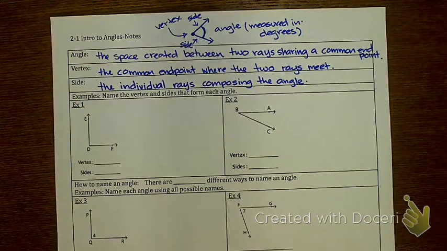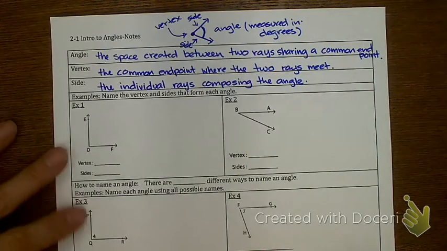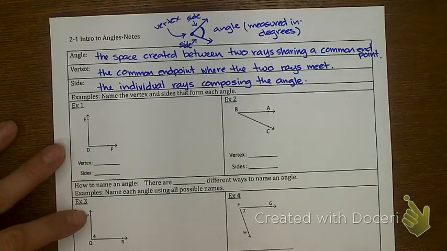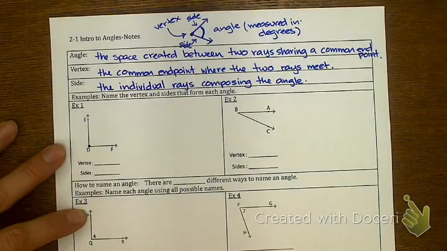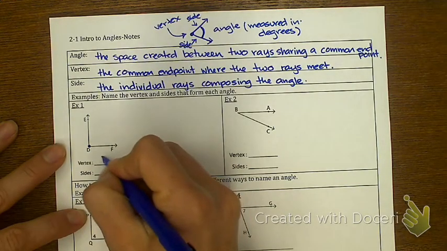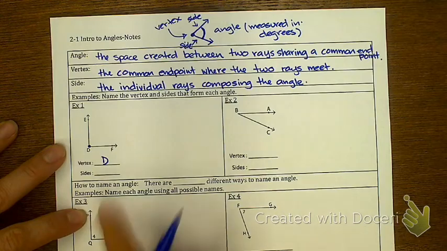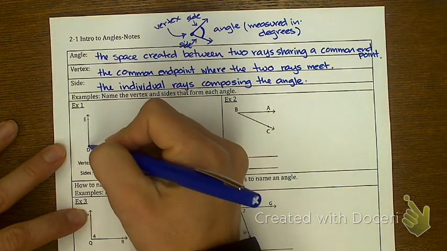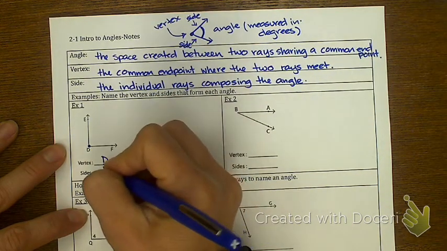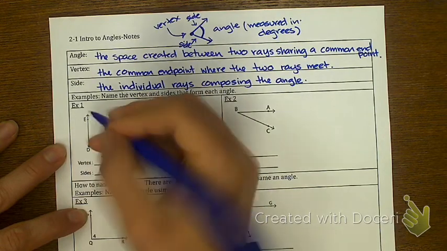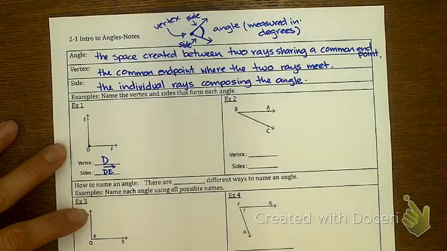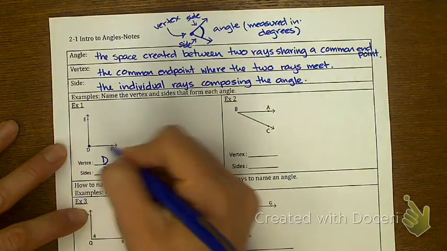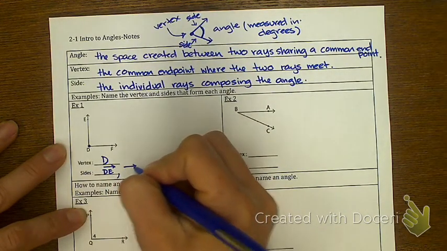All right, so let's look at some examples. This one says name the vertex and the sides that form each angle. So the vertex is this point here, which is point D. And the sides would be the two rays. One of the rays would be ray D going through E, so ray DE. And the other ray would be D going through F, so that would be ray DF.